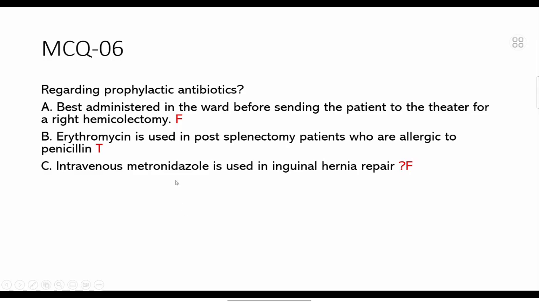all the time. The intravenous metronidazole as a prophylactic antibiotic in inguinal hernial repair is only used if you are using a mesh, and metronidazole is not commonly used for that kind of surgery. But we can't say that we can't go for intravenous metronidazole. So I'm also not sure about the answer.